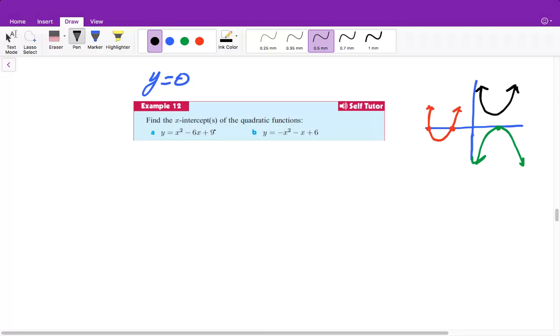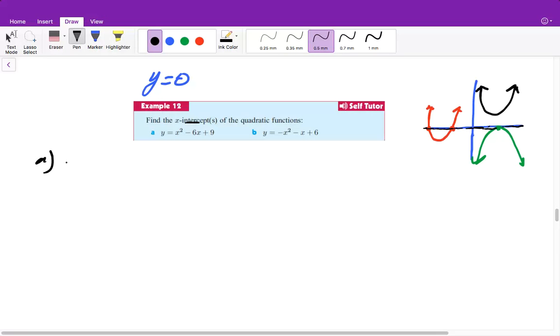So this still works whenever we're solving for our x-intercepts, because whenever we are solving for our zeros, we are actually looking for when our y value is equal to 0. So whenever we are solving our equations, we're actually finding our x-intercepts. So in order to solve A, whenever we're finding our x-intercepts, we are setting y equal to 0.